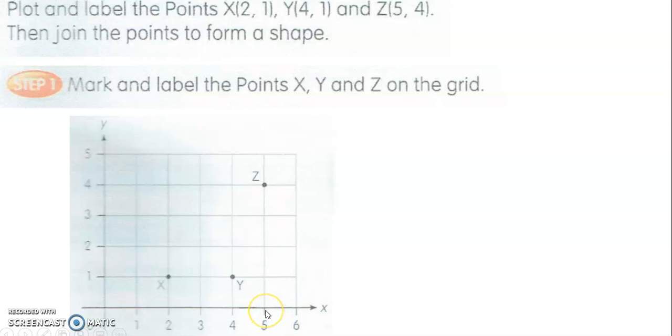This is 5 on the x-axis. We go along, and then we find the point here because it lies on the number 4 on the y-axis, as it's written here. So this is the point 5, 4. This is the first step. We need to mark and label the points X, Y, and Z on the grid.